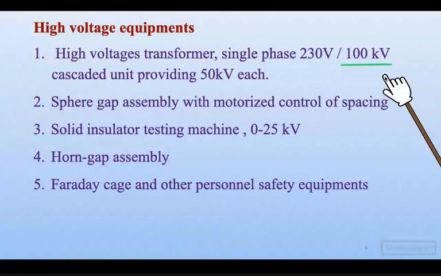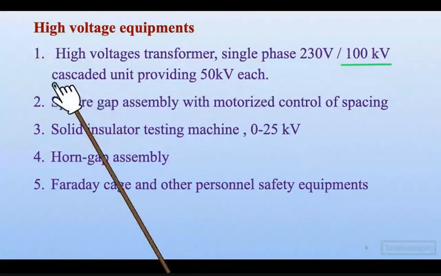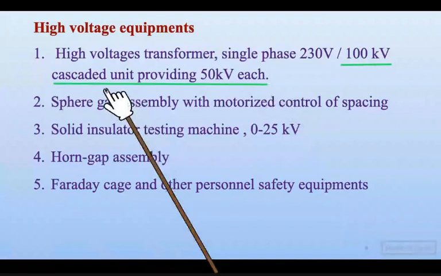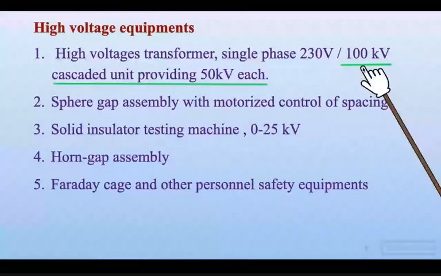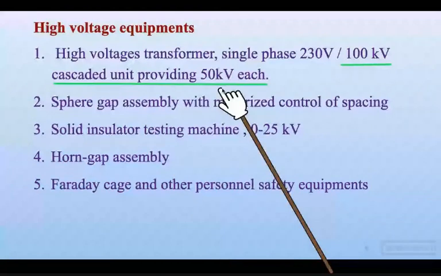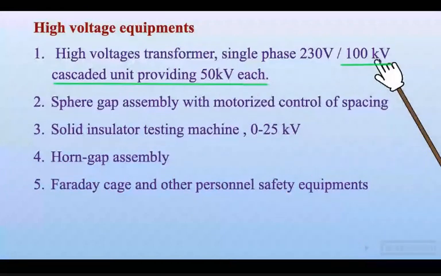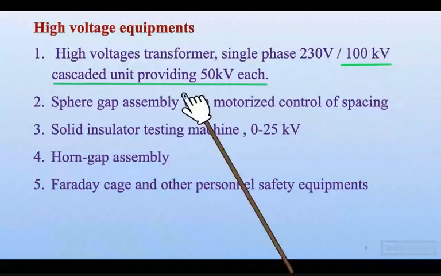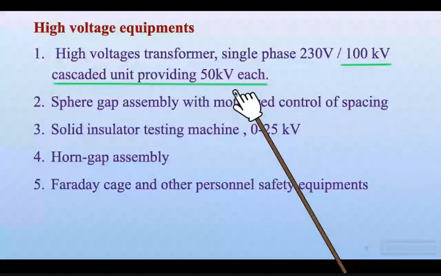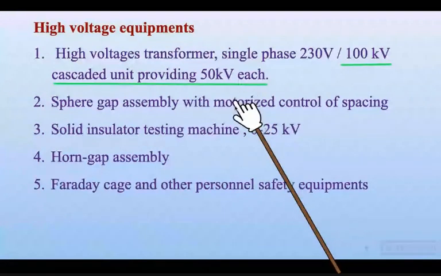Okay, and it is provided by yet another very important thing that we are going to learn in the theory as well, a cascaded unit. There are two small transformers of 50 kV each. 50 kV each, they are connected in cascade to obtain 100 kV total. Instead of using a single 100 kV transformer, two 50 kV transformers are connected. That we are going to check in the video, and so also in some photographs that are included here that I am going to show. Okay.